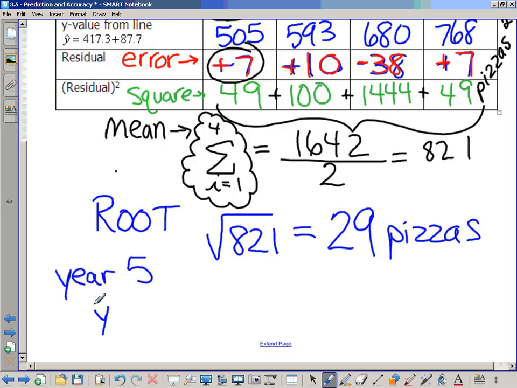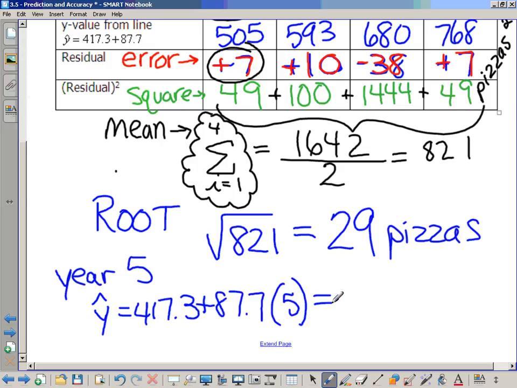For year 5, you would take your y hat equation and you would plug in 5 in place of x. And what do you get? The predicted number of pizzas for next year. Let's go ahead and calculate that. 417.3 plus 87.7 times 5. Give me an answer to the nearest whole pizza. We predict that we're going to sell 856 pizzas.